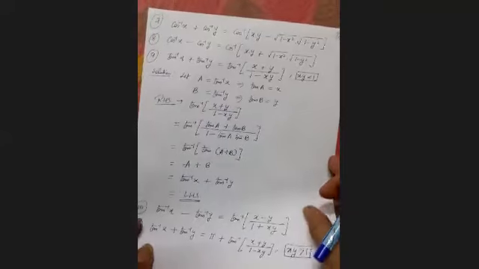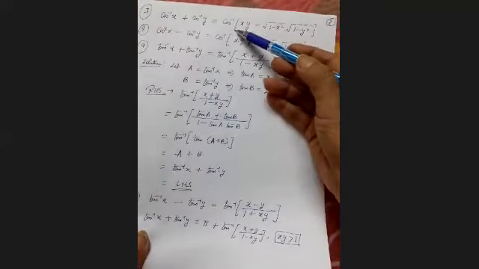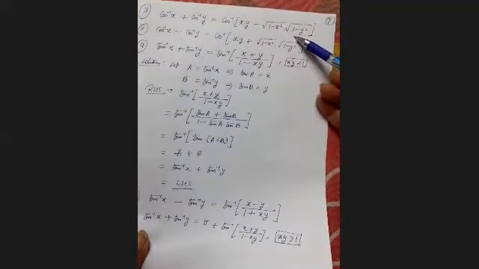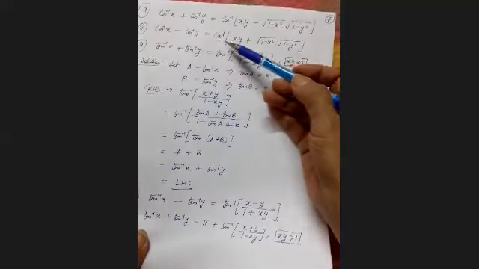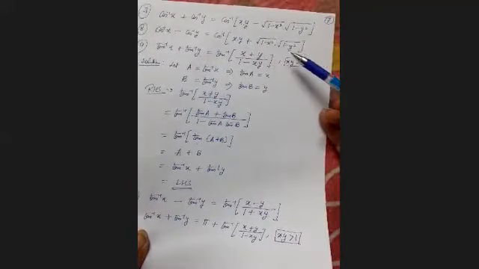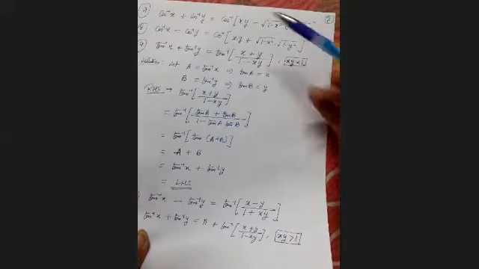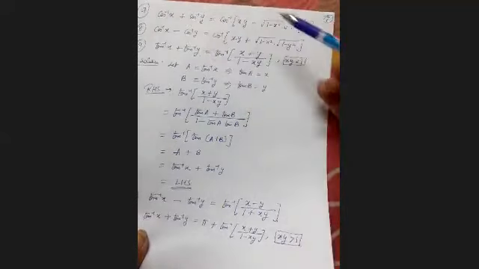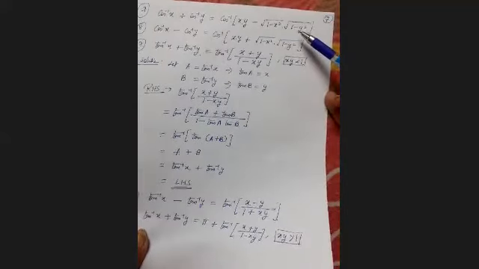That is, cos inverse x plus cos inverse y is cos inverse of xy minus square root of 1 minus x square into square root of 1 minus y square. Cos inverse x minus cos inverse y is equal to cos inverse of x into y plus square root of 1 minus x square into square root of 1 minus y square. In both cases, you have to follow the same rule. Take this as a and this as b, and then follow the same process which you followed in property number 6.